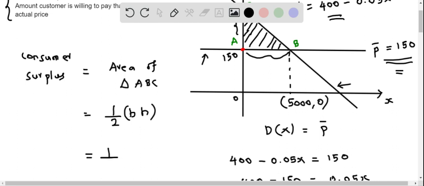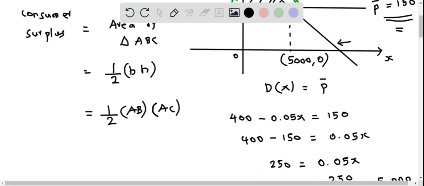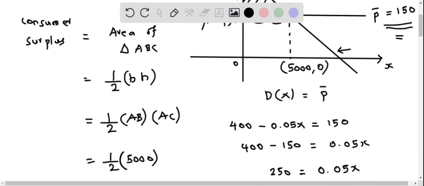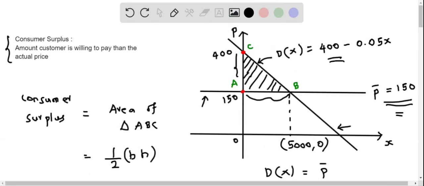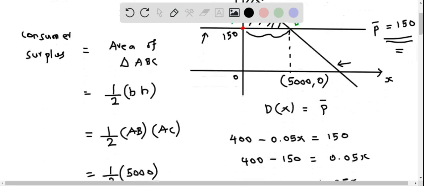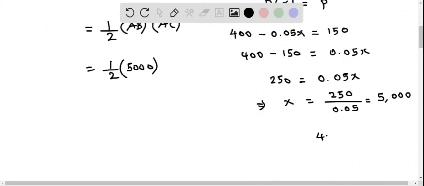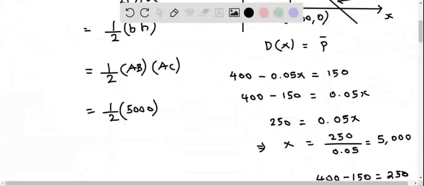So I plug this into the formula of the triangle. That is half times AB times the height AC. We have determined the base as 5000, so let's plug it here. This is half of 5000 times AC. We can determine AC. C is 400, and point A is 150. So we subtract 400 minus 150, which gives the height, and this equals 250. So the distance AC is, I'm sorry, 250, so I plug in 250 over here.